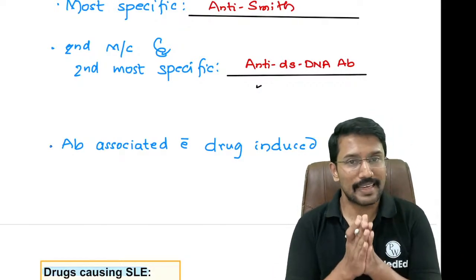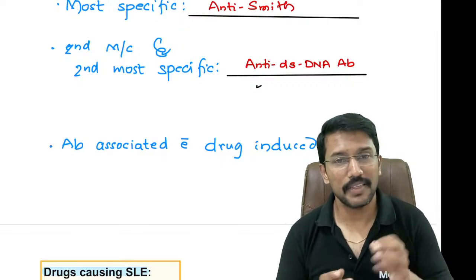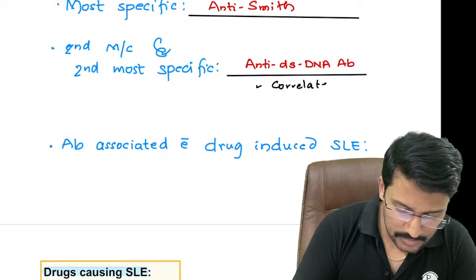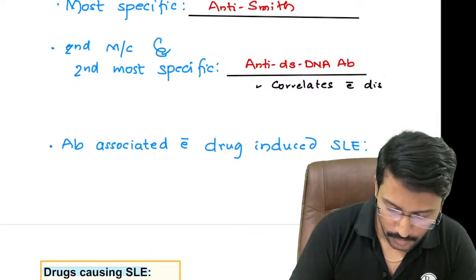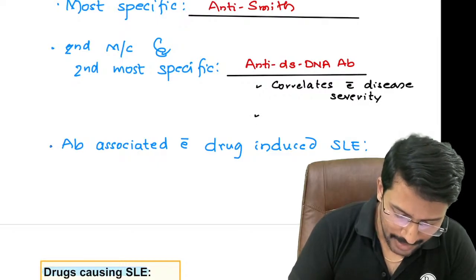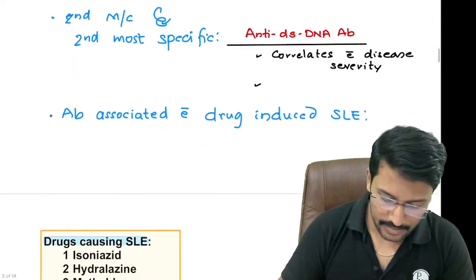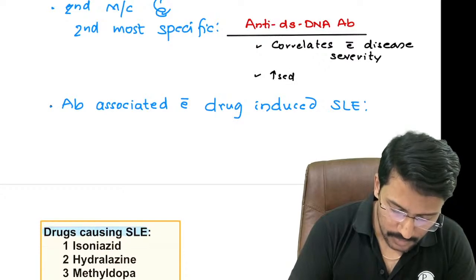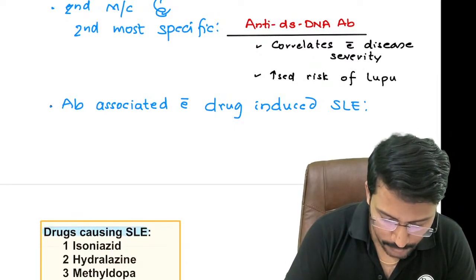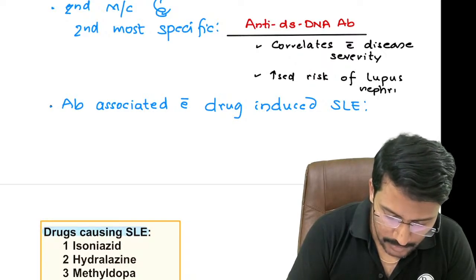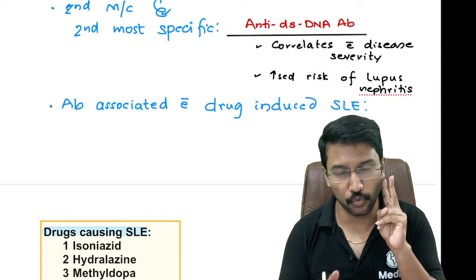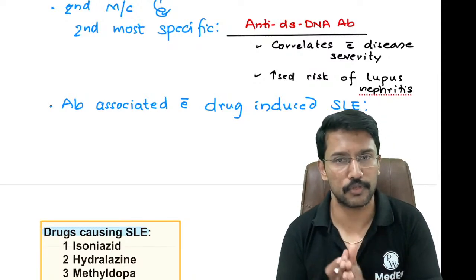Okay. So the second most important is anti-dsDNA antibody, and with respect to anti-dsDNA antibody, the first point is it correlates with disease severity. And whoever has anti-dsDNA antibody, they are at increased risk of lupus nephritis. So if you have anti-dsDNA antibody, your chance of getting kidney affected because of SLE is high. These are two very, very important, I would call them golden MCQ points.